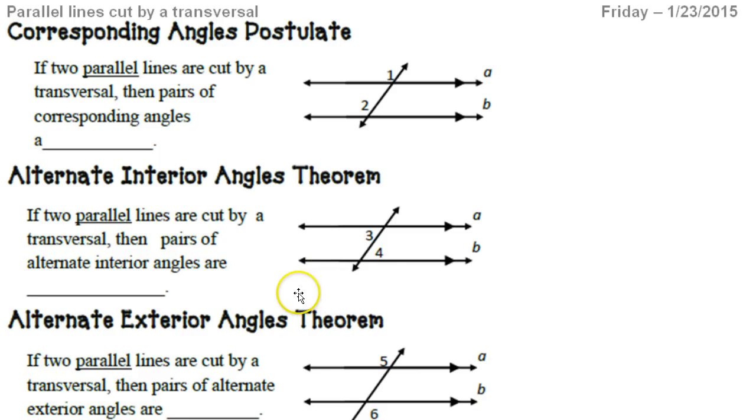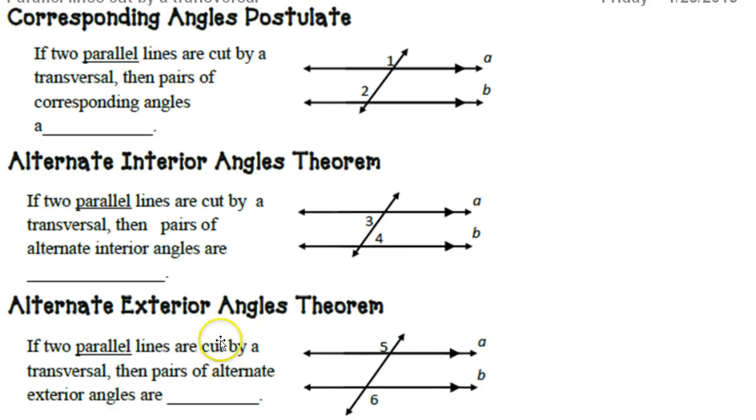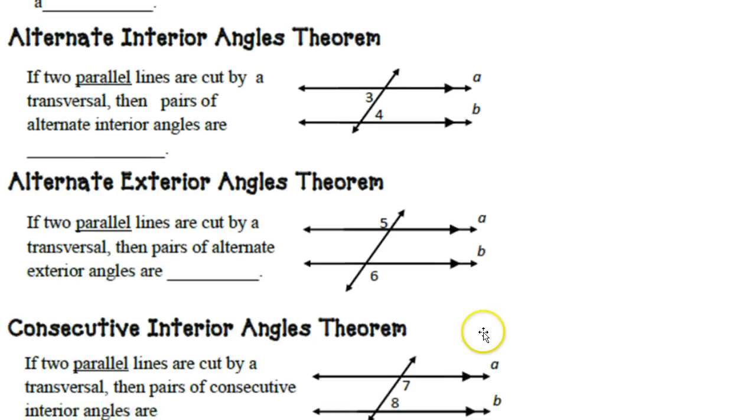Alright, in the day 2 video, we learned what corresponding angles are, what alternate interior angles are, and what alternate exterior angles are. And we learned that if you have two parallel lines that are being cut by a transversal, then corresponding angles are congruent. And alternate interior angles are congruent. And alternate exterior angles such as these are also congruent.